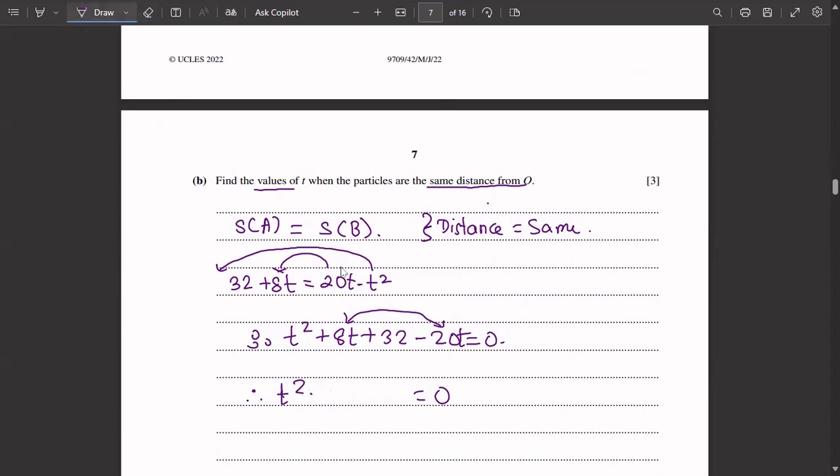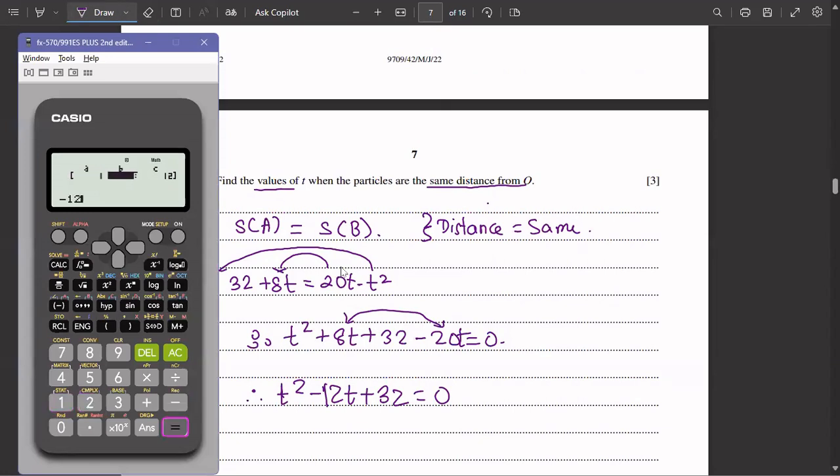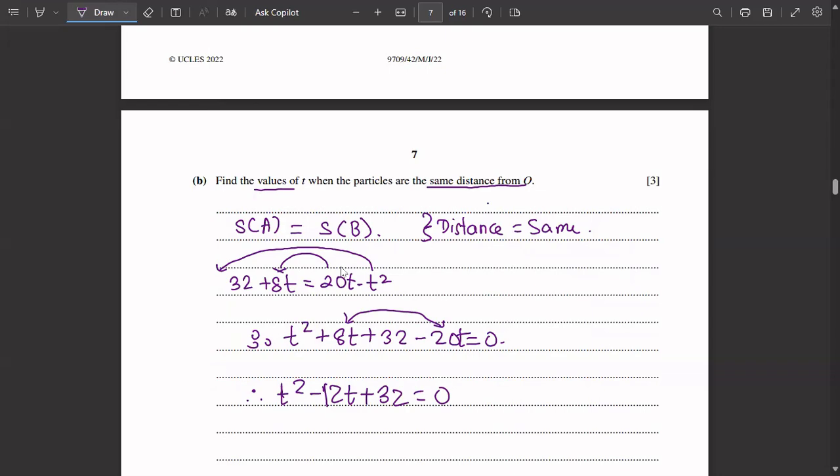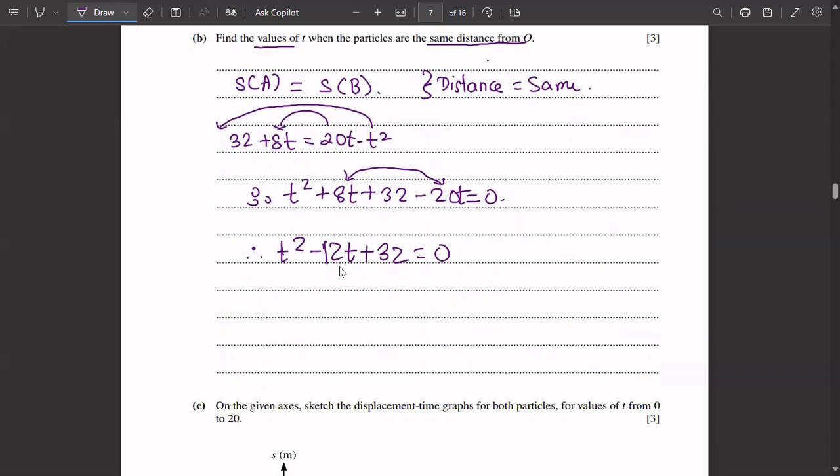So minus 12t plus 32. Now again putting this in the calculator. 1, minus 12, 32. The answer is 8 and 4. That means the particles are the same distance from O at two times. One time is 8 and the other time is 4. So this is our answer.